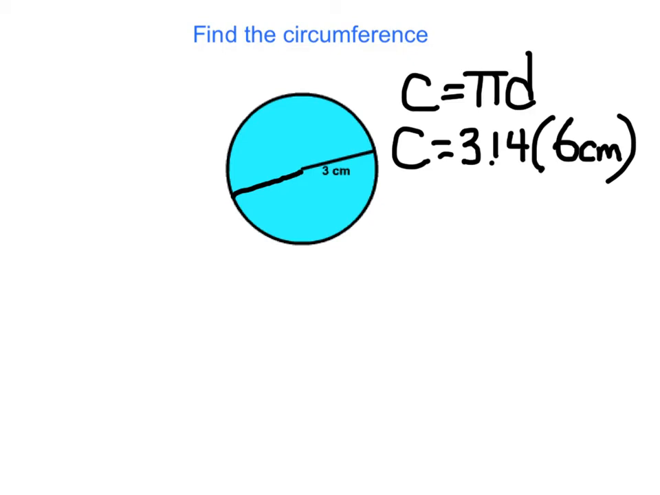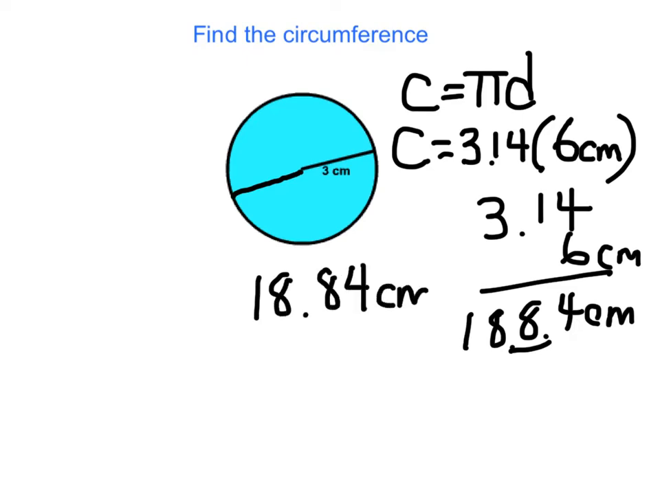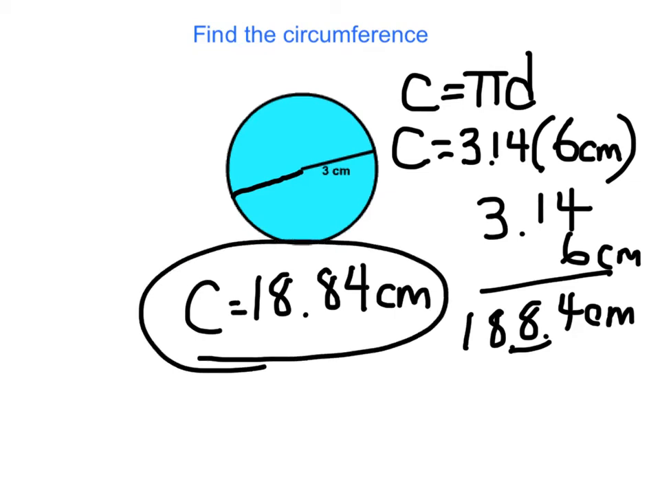So we're going to multiply 3.14 times 6 and place your decimal. Oops, it goes right there. So we get the circumference of 18.84 centimeters. How'd you do?